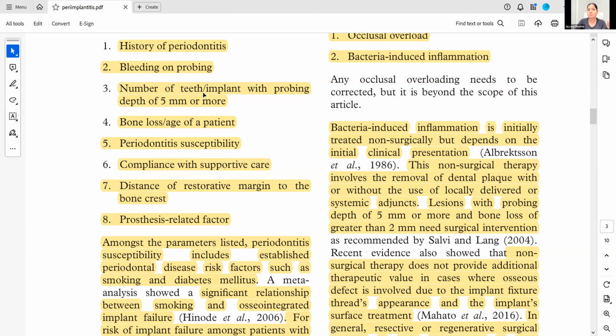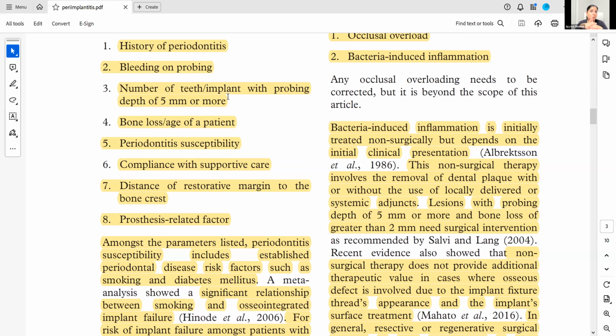So even if just natural teeth are involved with deeper probing depths and an implant is not yet, that should put the patient at risk, because their hygiene may not be correct, the plaque is there, the pathogens could be there, which puts them at risk of sooner or later the implant also being susceptible to peri-implant disease.